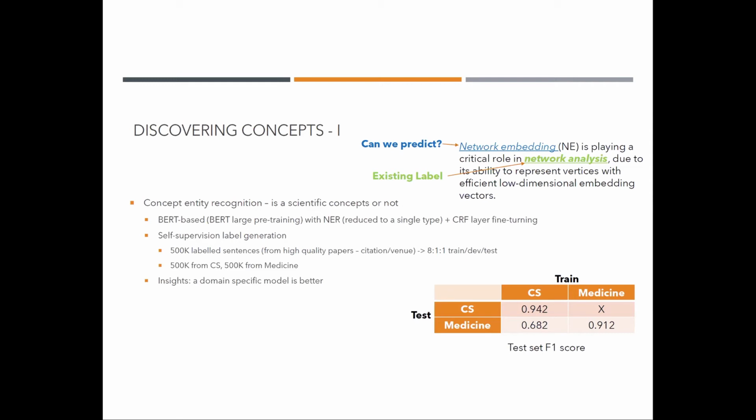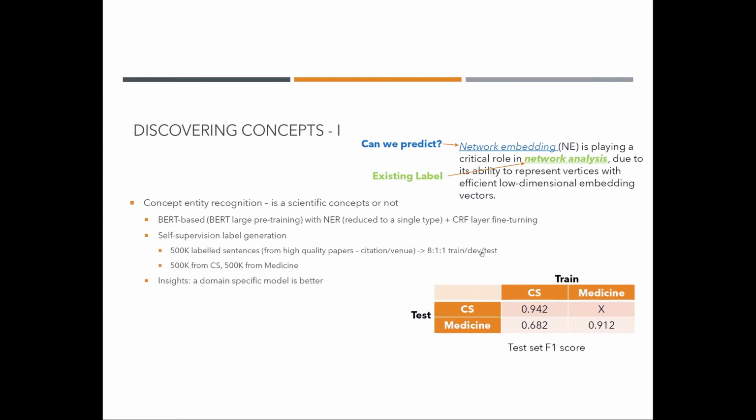So how do we collect or generate the self-supervision label? We first harvest what we call high quality papers from our corpus. By high quality, we mean they have a good amount of citations and come from prestigious venues. And we use the existing list of concepts in our system to go over all those titles and abstracts coming from those papers, and select 500K labeled sentences where they are talking about a specific concept. For example, in this sentence, network embedding is playing a critical role in network analysis. We can recognize that network analysis is an existing label, and we wish to train a model which can tell us that network embedding is a good candidate for a new concept.